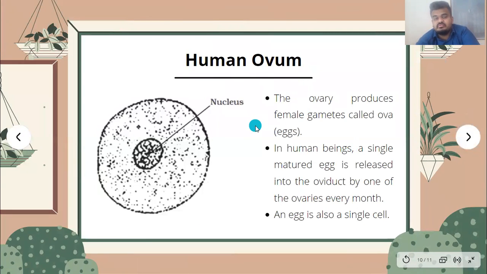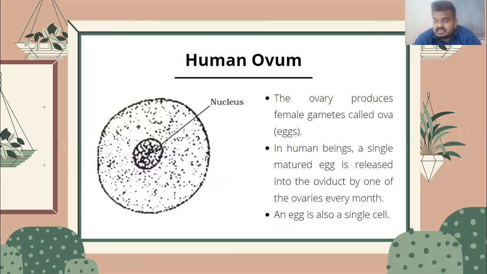This is the human ovum. The ovary produces female gametes called ova or eggs. We already discussed this topic, but let's repeat it. The ovary produces female gametes called ova or eggs. In human beings, a single matured egg is released into the oviduct by one of the ovaries every month. With the help of this oviduct, it comes to the uterus.